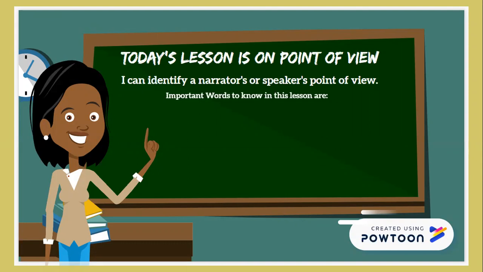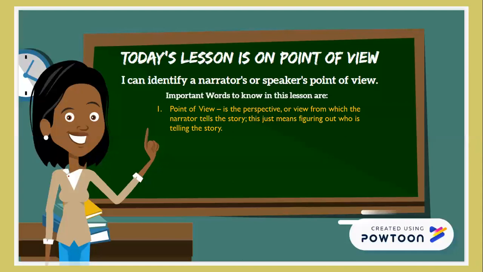Important words and phrases that you are going to need to know for this lesson are: first is point of view. Point of view is the perspective or view from which the narrator tells the story. This just means figuring out who is telling the story. Next is the word narrator. A narrator is the person or character who is telling the story.